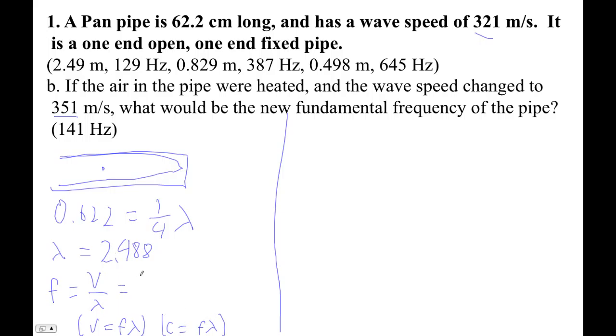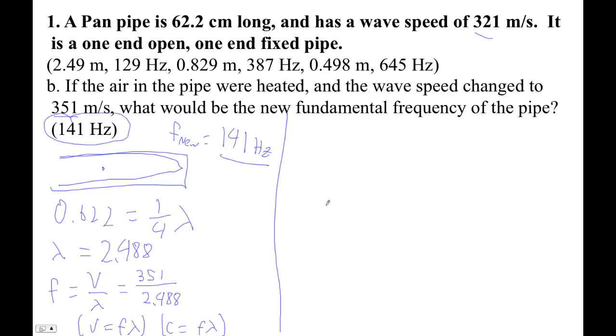All right, so here we go. Now instead of using 321, we're going to use 351, right? Divided by 2.488. So 351 divided by 2.488 is 141.1, right? So the new frequency is 141 hertz. And that's my answer, right?